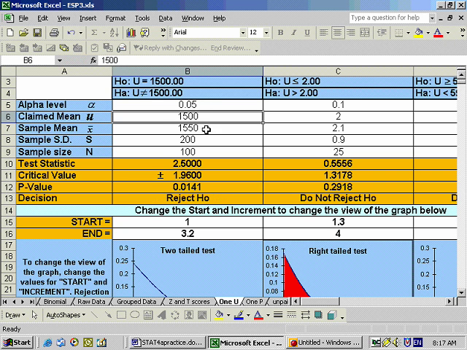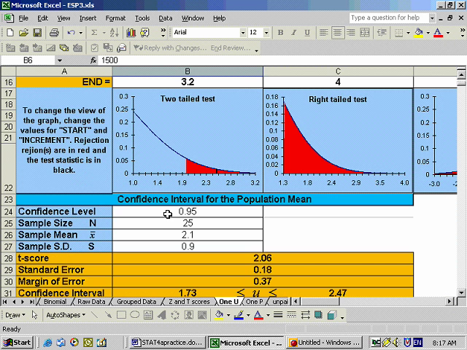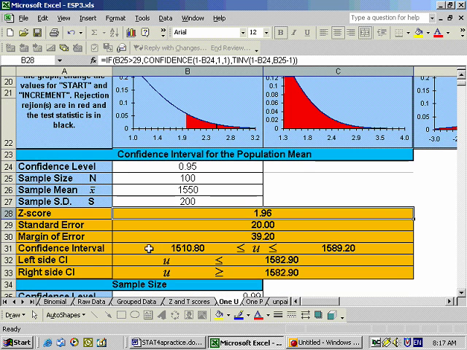On part E, it wants you to get a 95% confidence interval. So let's go down here and do that. The confidence level is 0.95. The N was 100. The X bar was 1,550. And the standard deviation was 200. And we get all of our information here, and here's my confidence level. And I could say I am 95% sure that the average calorie intake for males per day is between 1,510 and 1,589 calories per day. And that would be my 95% confidence interval.